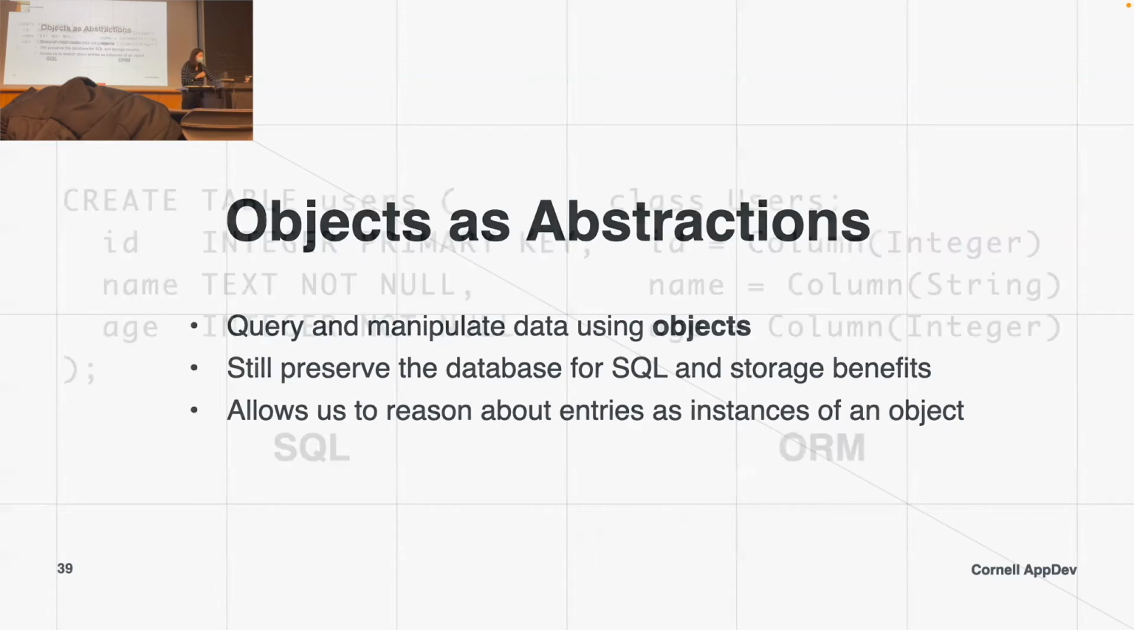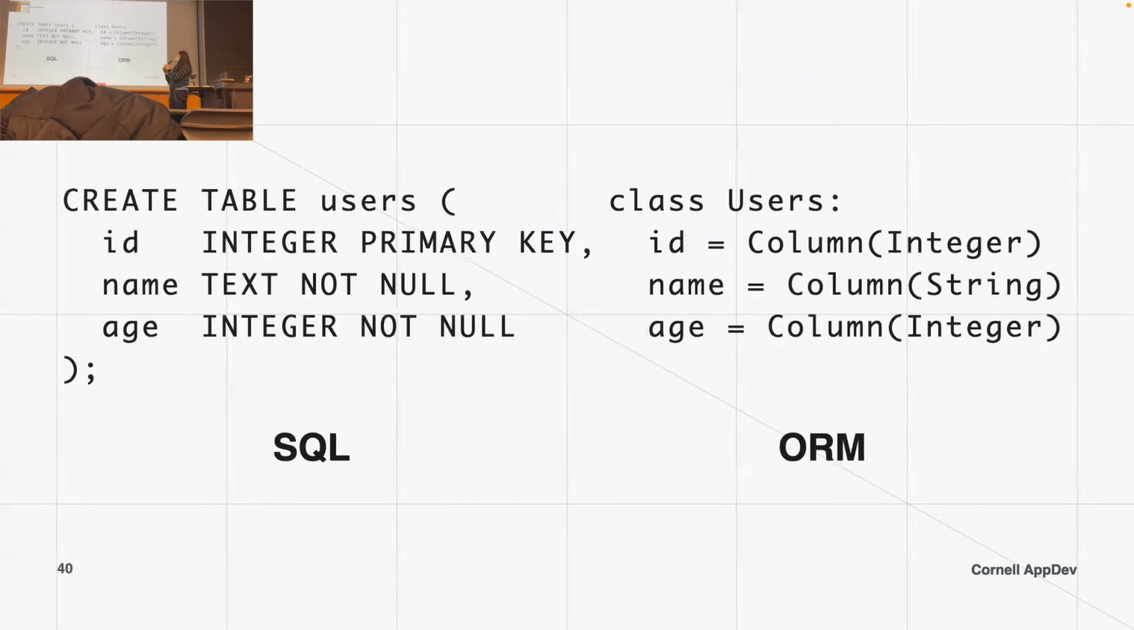So for example, in SQL, if I wanted to create a table, I would create a table of users and then all my columns. But in ORM, we abstract it so that you have a class of users, and each attribute is a column. So it looks a lot nicer than SQL, and it's a lot easier to deal with.